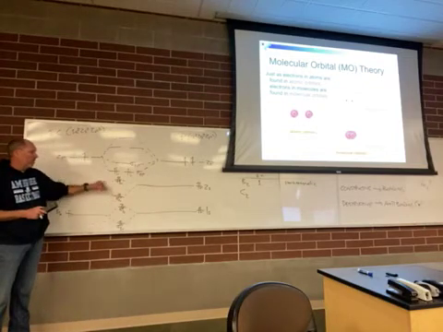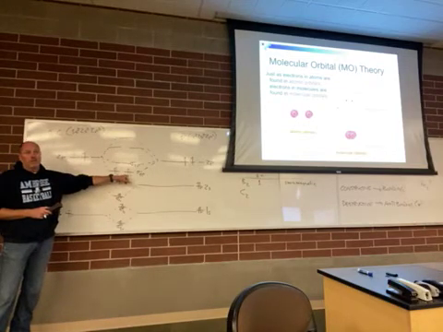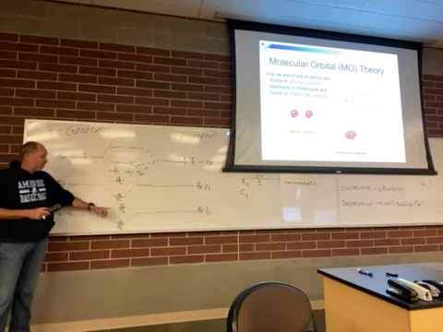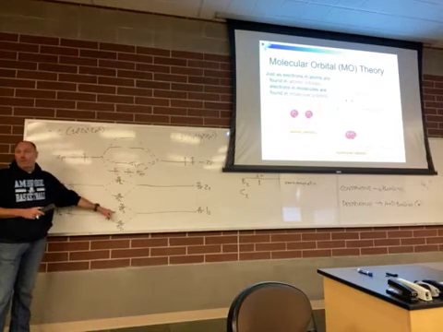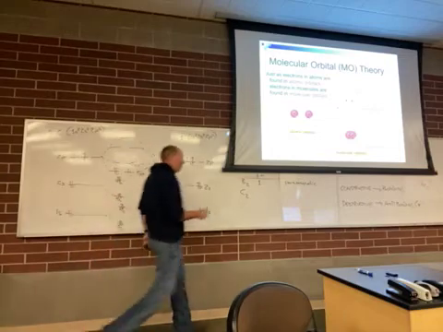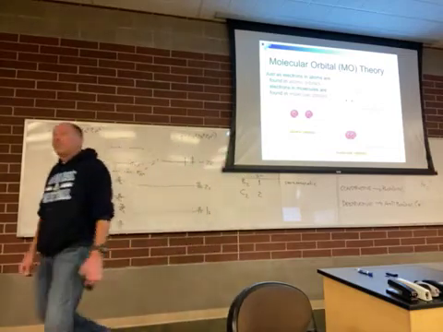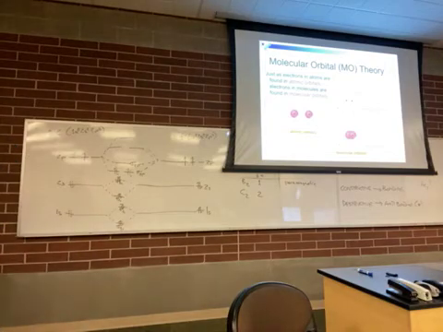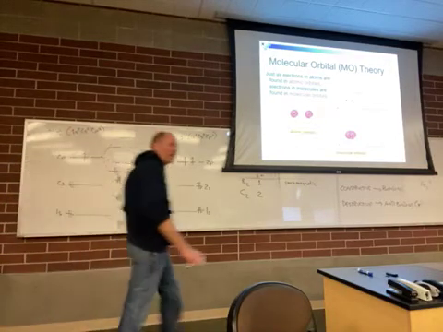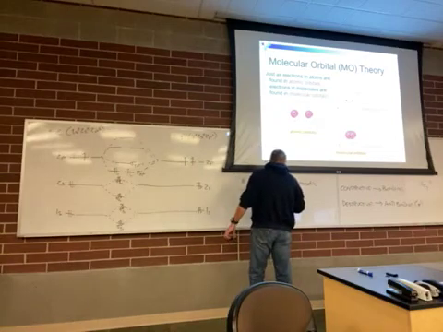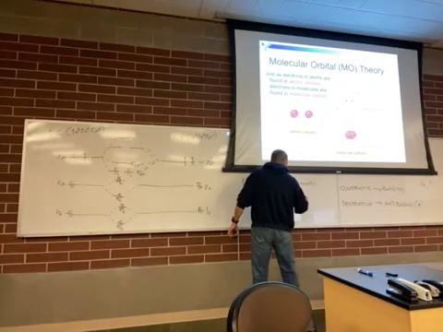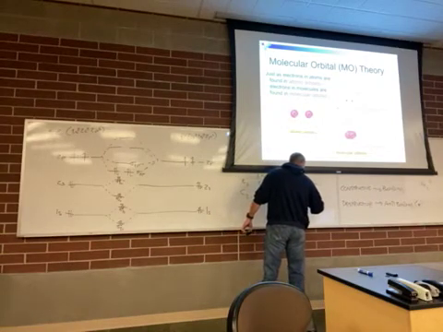2, 4, 6, 8 minus 4 divided by 2 is 2. Would I predict that carbon would be paramagnetic, visible in a magnet, or diamagnetic, invisible in a magnet? It should be diamagnetic. It's exactly what we see experimentally. It is diamagnetic. Okay.